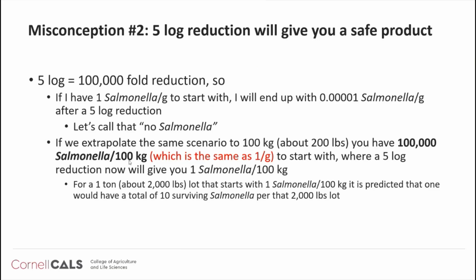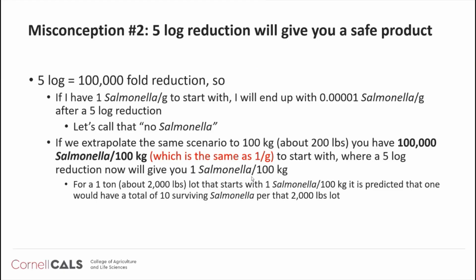Now I'm applying a 5 log reduction to 100,000. I'm left with 1 salmonella per 100 kilograms. Clearly not nothing. It's low, 1 per 100 kilograms. It's so low that most finished product tests will not detect it, but not low enough that you will not get human illness cases. Not low enough for it not to be a human disease risk.